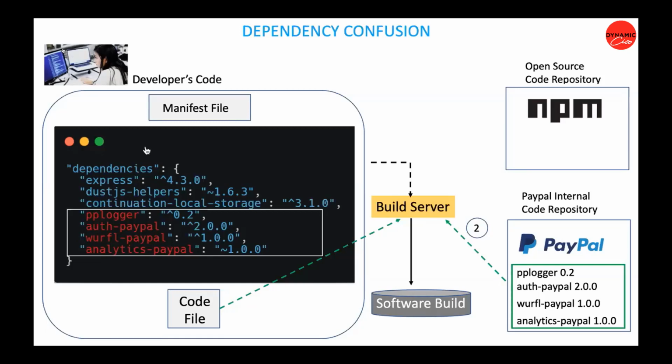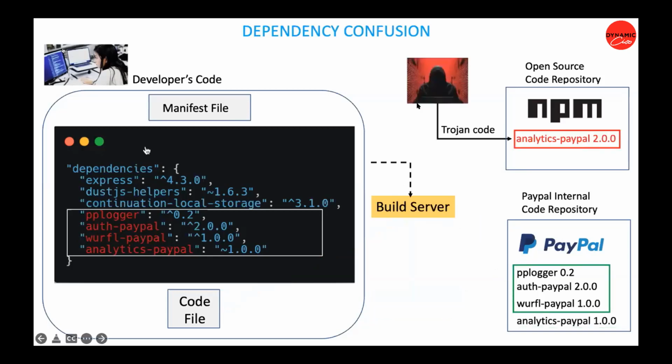Now what happens? This is attacked. The attacker puts a Trojan code in the NPM repository by the same name, analytics PayPal. Here it was 1.0. This is an actual attack, by the way. He put 2.0, which is a newer version than 1. He put it into that.